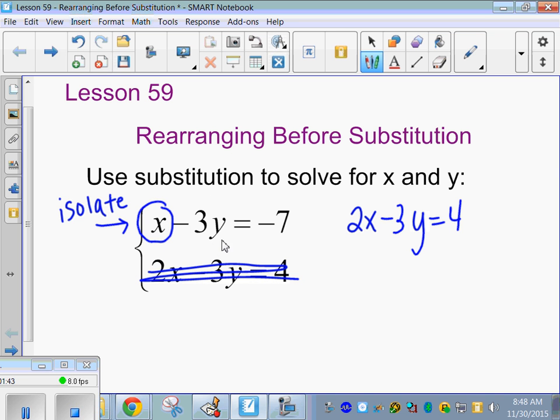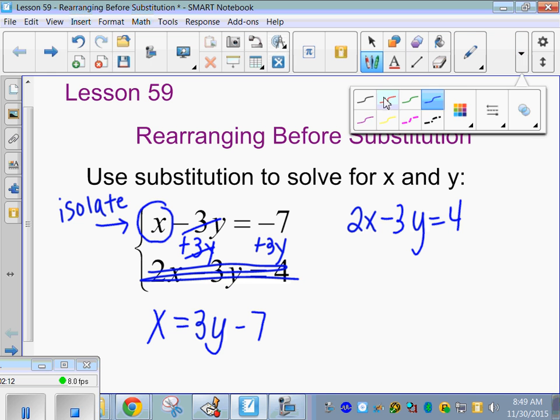Nope. The x stays. We're isolating the x. Micaiah? Yep. We're going to add 3y, and we're going to add 3y. So I have x equals, the 3y's go away here. On the right-hand side, we have 3y minus 7. If you have minus 7 plus 3y, that is the same. Now we're going to do what you guys were doing in your homework before, which is substitution.